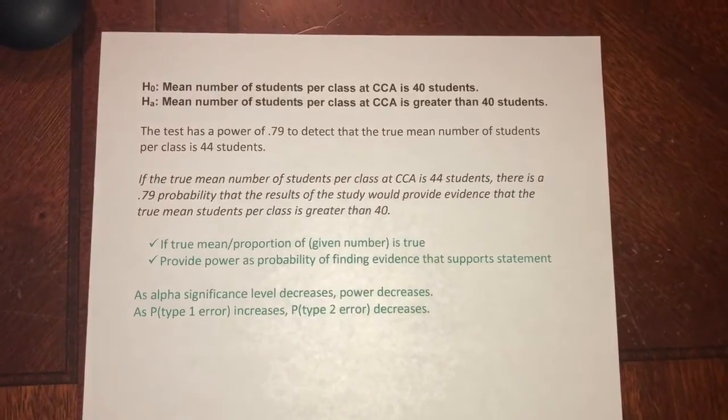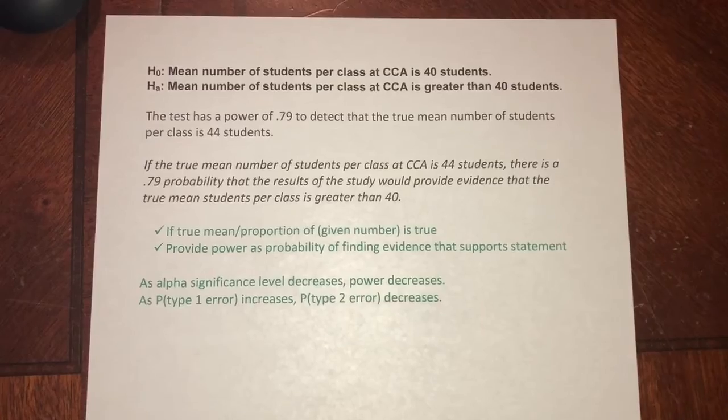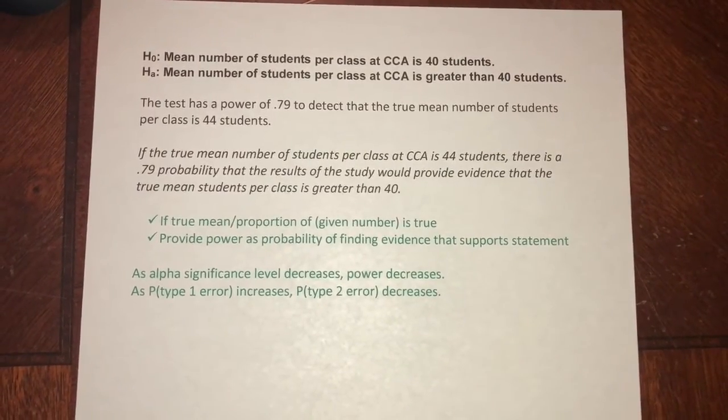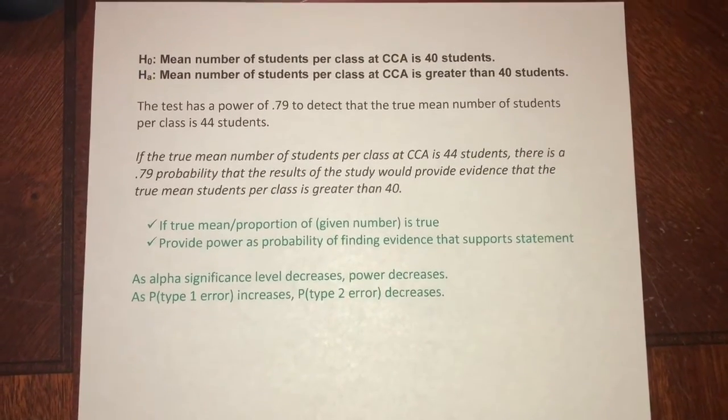Lastly, to interpret power, state the condition of the true proportion or mean value that is given to you in the FRQ or question, and give that power as the probability of the test giving a value less than or greater than the null hypothesis. It's basically the probability of getting it right.